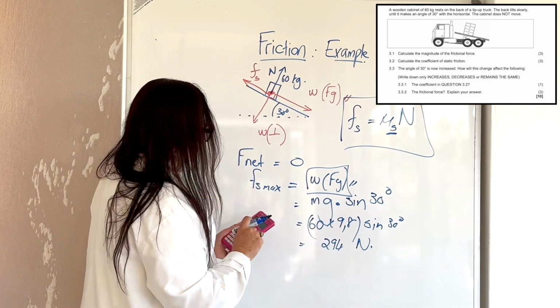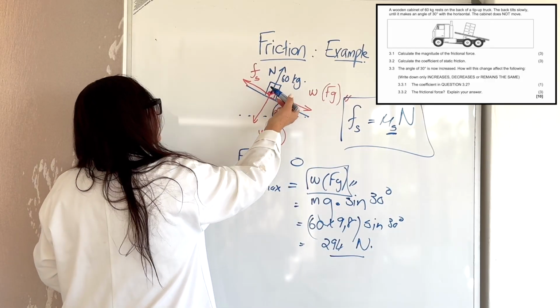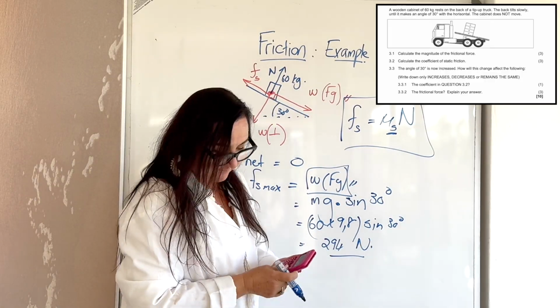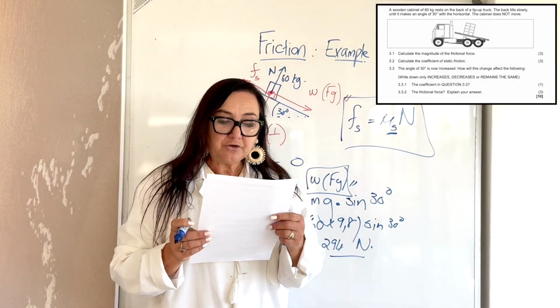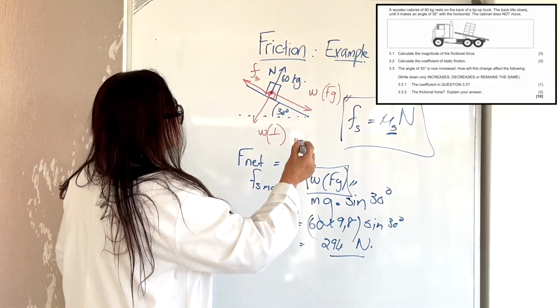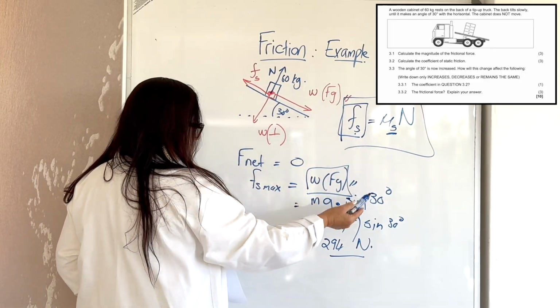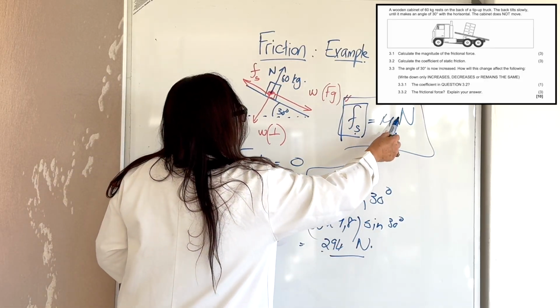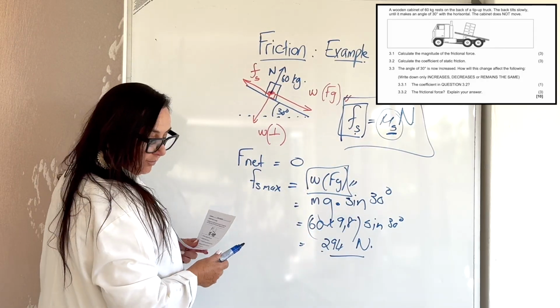Yes, it is. 294 Newton is the friction force, static, that works upwards. Now let's calculate the coefficient of the static friction. We can use that formula because I do have my friction force as 294. Then, asking for the coefficient, I do have to work with my normal.